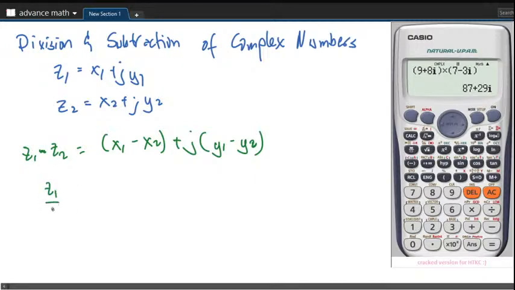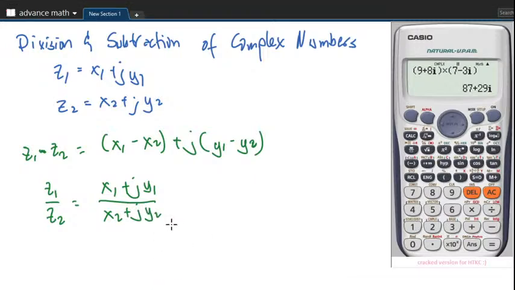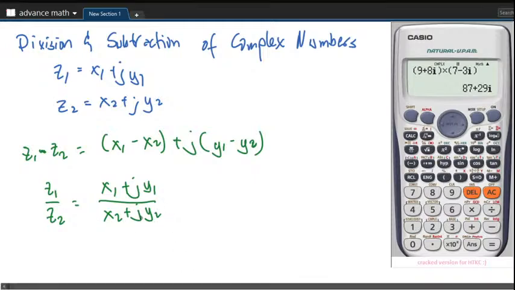Division is far more complicated. For example, you have z1 over z2, which will be x sub 1 plus j y sub 1 over x sub 2 plus j y sub 2. In this part, you are now going to get the conjugate of the divisor, or in our illustration, the conjugate of our denominator.